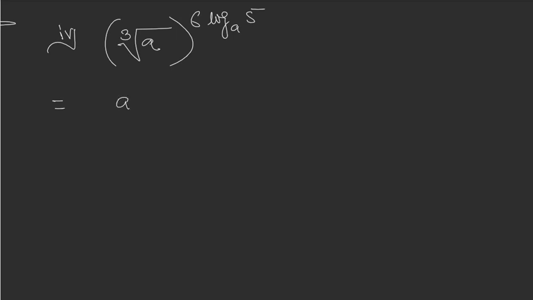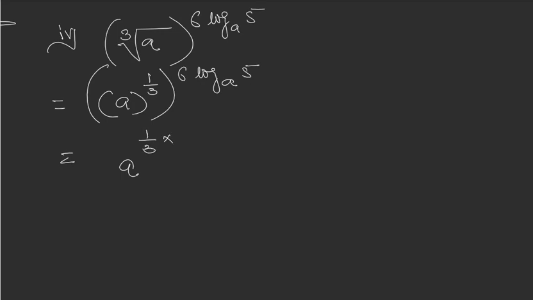Cube root of a. First, can I write cube root of a as a raised to 1 by 3? Yes. And then the whole raised to 6 log of 5 to the base a. Right? Can I write this as a raised to 1 by 3 into 6 into log of 5 to the base a? This everything is in power. Only a is the base. Now 3 gets cut with 6, you get 2, and you can simplify it as a raised to 2 log of 5 to the base a.